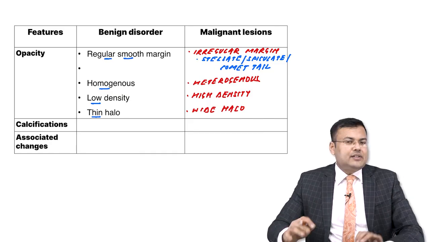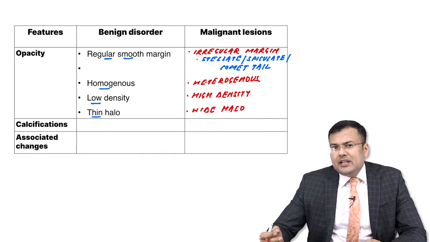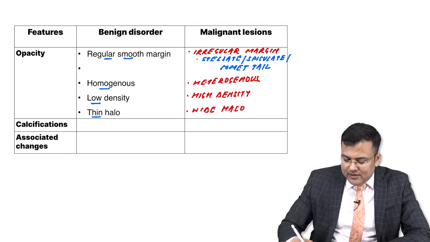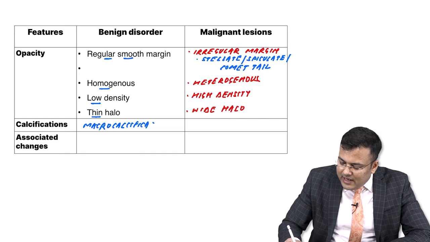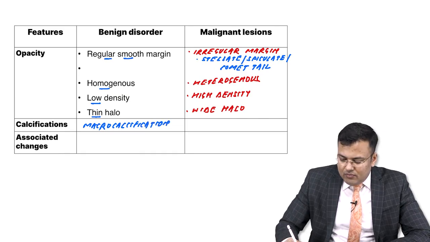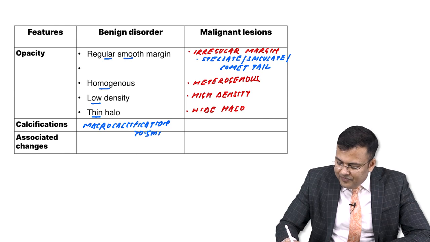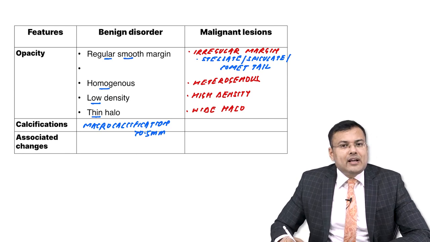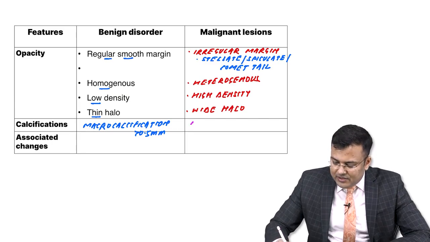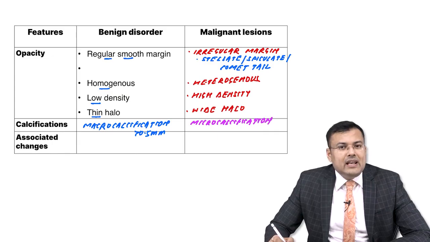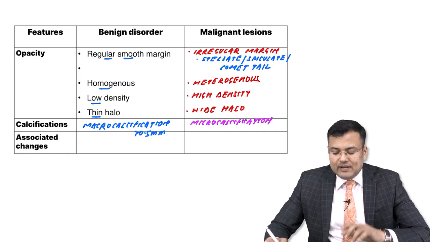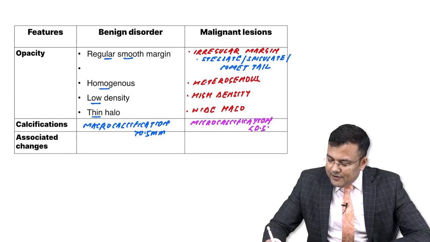Now coming to calcification, what kind of calcifications are seen in benign disorders? Macro calcification, and you have to remember the size: more than 0.5 mm. In malignancy it's microcalcification. What should be the size? Less than 0.5. You have to remember less than 0.5.